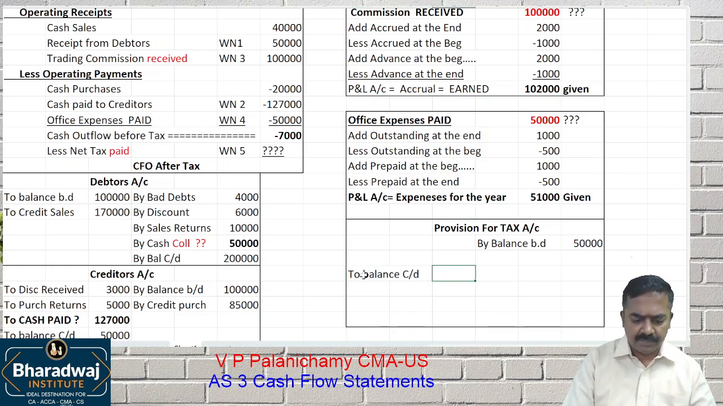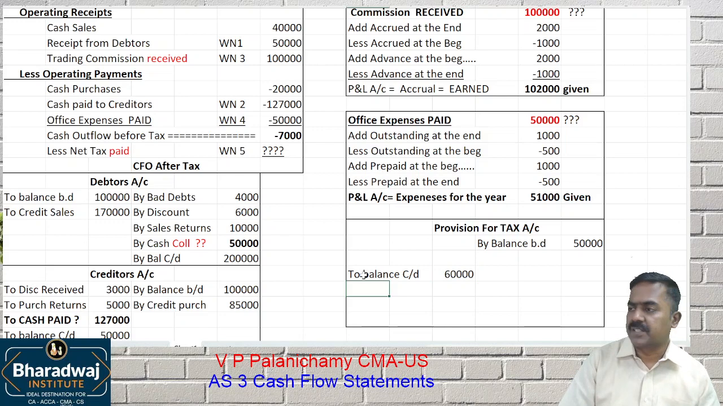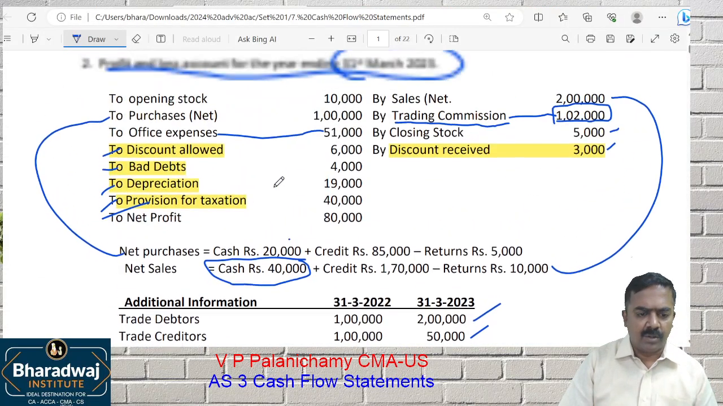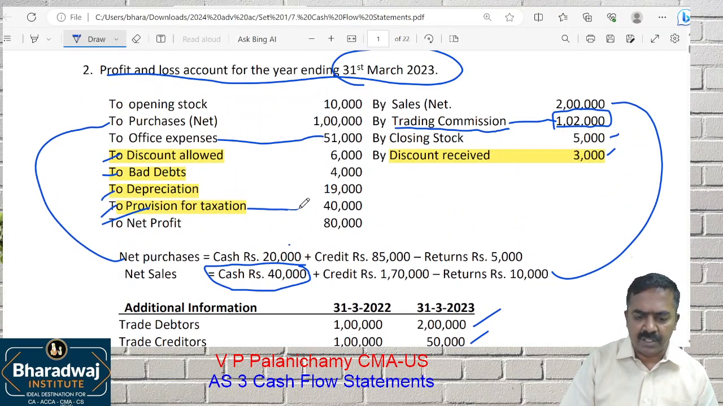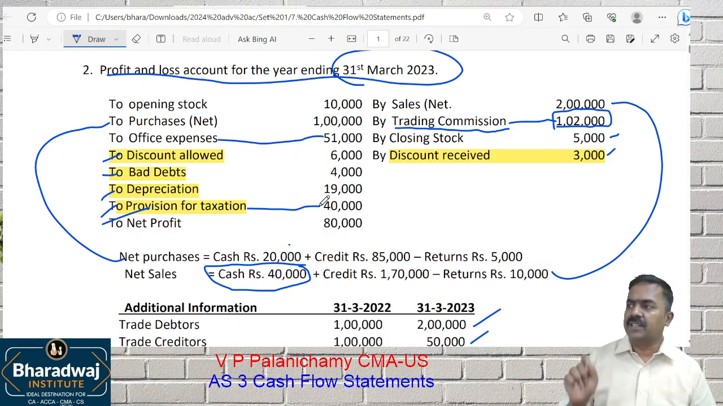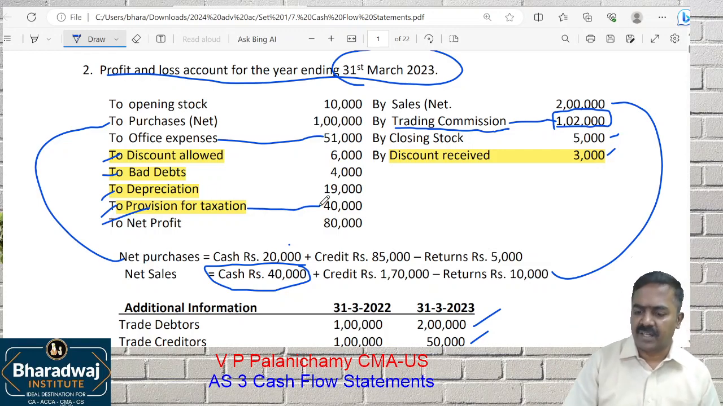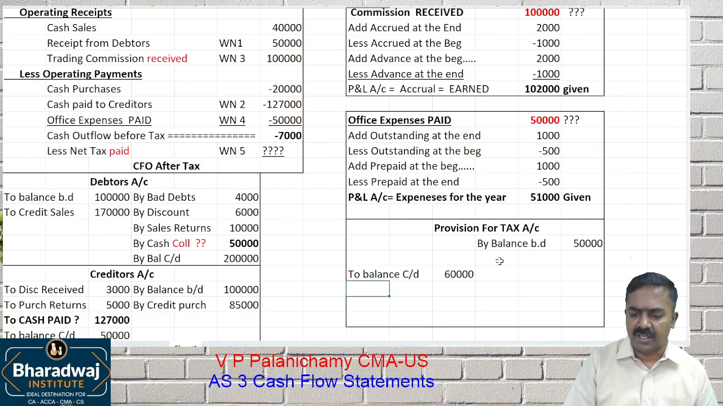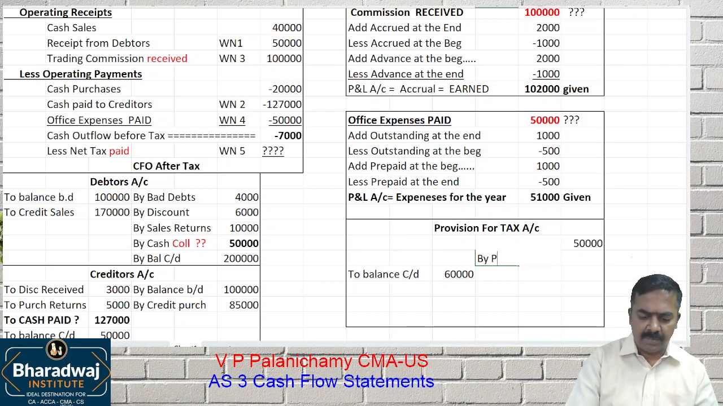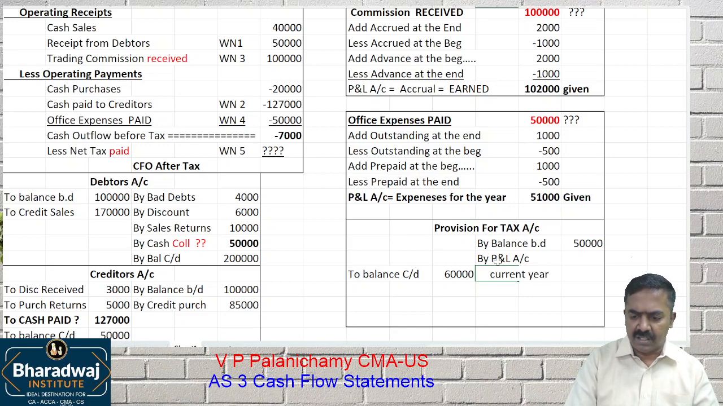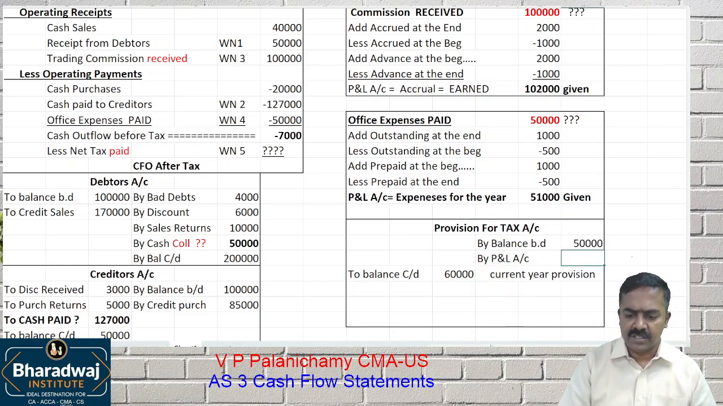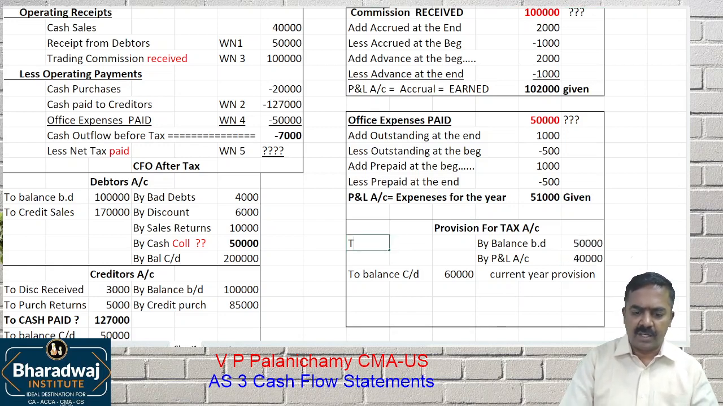What is given? 60,000 is given in the question. In the P&L account, it is shown as provision for tax. How will this appear in the provision for tax account? By P&L account, current year provision, that is given in the P&L account. How much? 40,000. If you tally this, you will get the cash, nothing but tax paid.